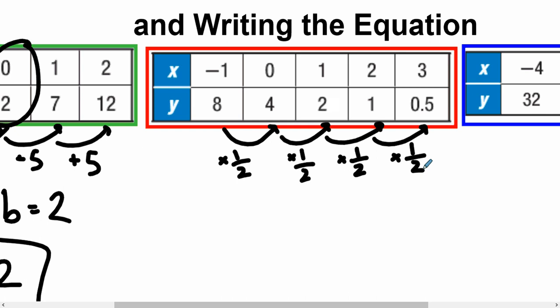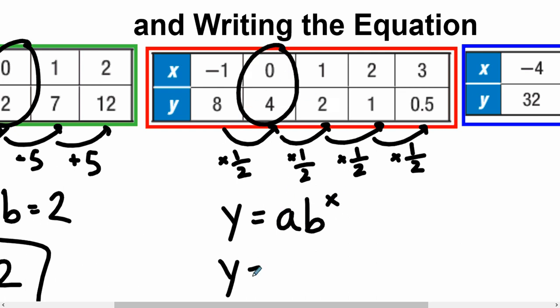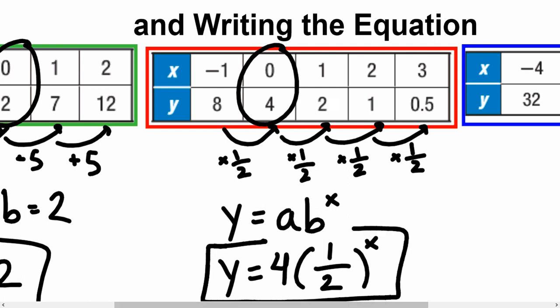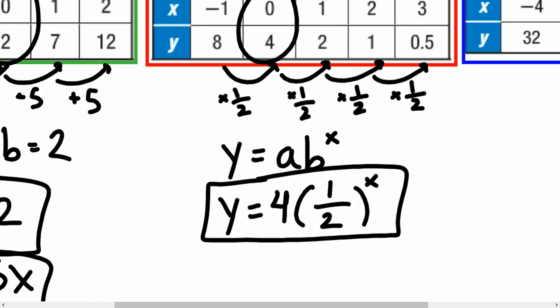It's going to be an exponential. And exponentials are of the form y equals a times b to the x. A is your initial value, which in this case is a 4. So it starts at 4. And b is what you're multiplying by. We're multiplying by 1/2. And it's repeated multiplication, so my x needs to be in the exponent. So there is my equation for the middle one.